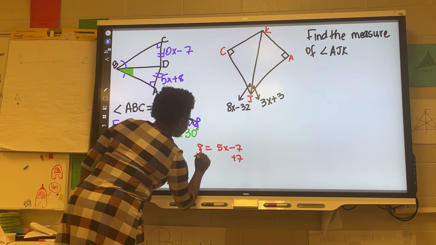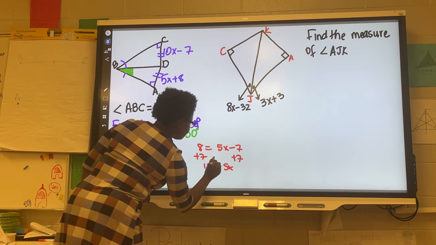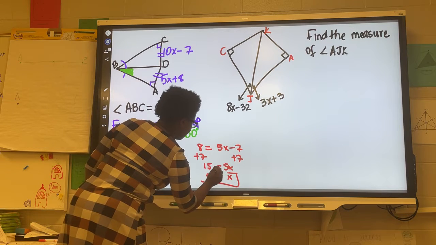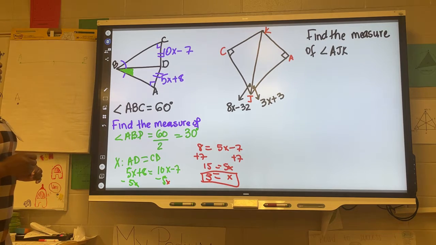Let's put it neater. And so 5x is equal to 15, x is equal to 3. Alright, so 5x equals 15, x is equal to 3, and that's how you find the value of x.